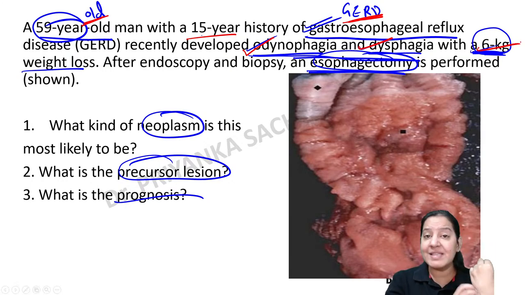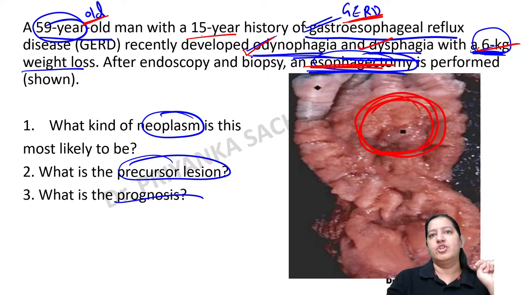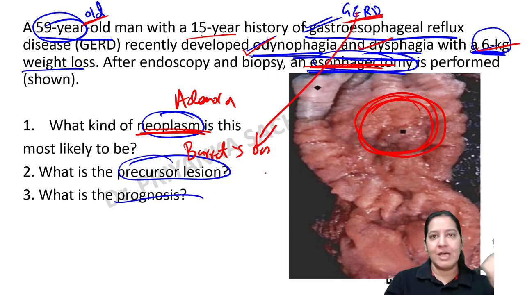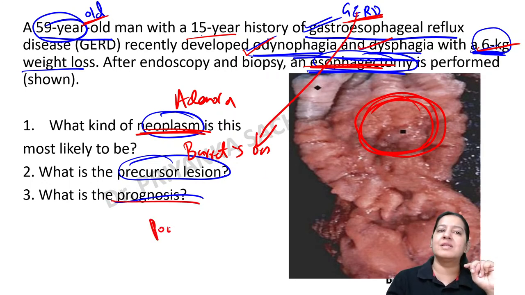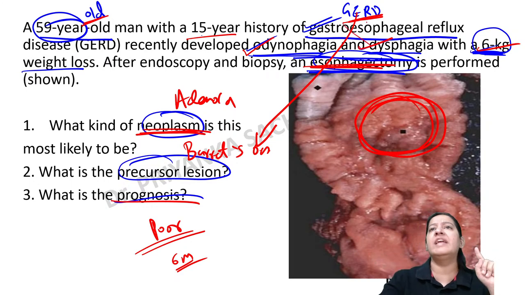So some malignancy has developed, and the malignancy is in the esophagus. The diagram is shown to you. Can you see this? This is the nodular area shown in the diagram. What kind of neoplasm is it? It is adenocarcinoma of the esophagus, not squamous. What is the precursor lesion? The precursor lesion is Barrett esophagus, which arises in the lower esophagus because of pre-existing GERD for the last 15 years. What is the prognosis? Prognosis is extremely poor. The patient may die within 6 months. The patient can't eat anything now.